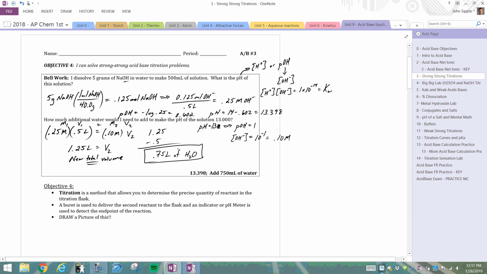So there's the bell work question for today. And we're going to be doing a lot of strong titrations today. So it's going to be fun stuff.